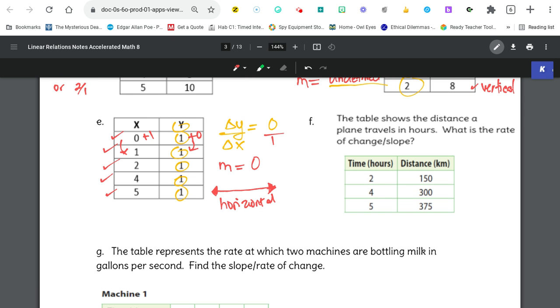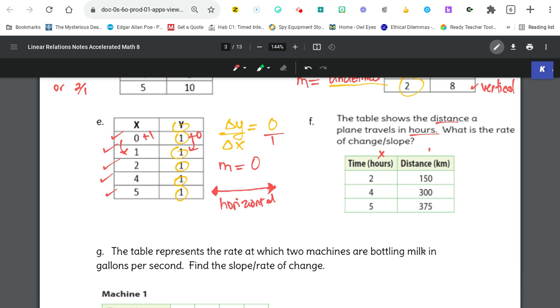All right, let's take a look at F. The table shows the distance a plane travels in hours. So I got distance in hours. The distance depends on the number of hours. Time has to go by before I can go anywhere, okay? If no time passes, I can't travel.